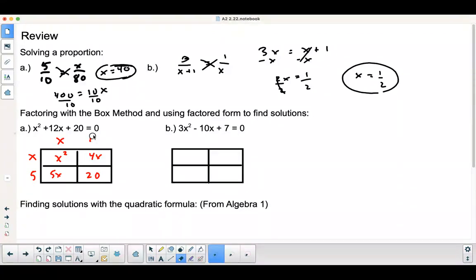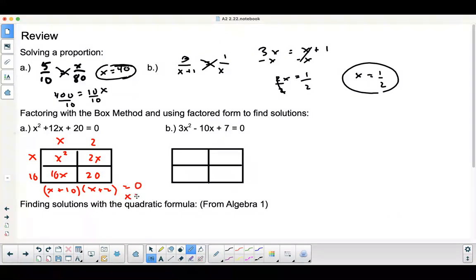So we have to find another way to do it using factors of 20. I think the ones that work are 2 times 10. This works, 10x plus 2x is 12x. To get it factored, I get x plus 10 times x plus 2. Now if it said to solve and find the solutions, since it equals 0, we would say x equals negative 10 and negative 2. Those would be the solutions.